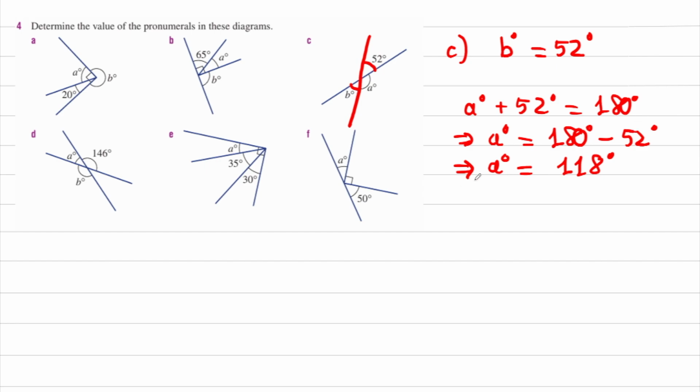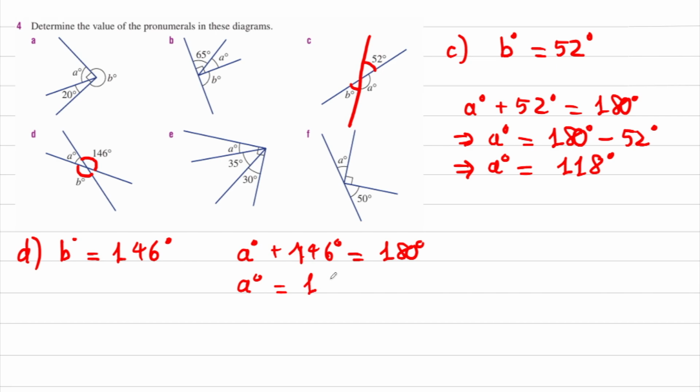118 is the value for A. Question D, you have the same thing. 146 here is vertically opposite with B. So that's why you got B degree equal to 146. After that, you want to find A. You put A and 146 degree in B equal to the straight line. It means 180 degree. And then A will be equal to 180 minus 146 degree. It means you got 2 here and you got 4 here. 34 is the value for A.